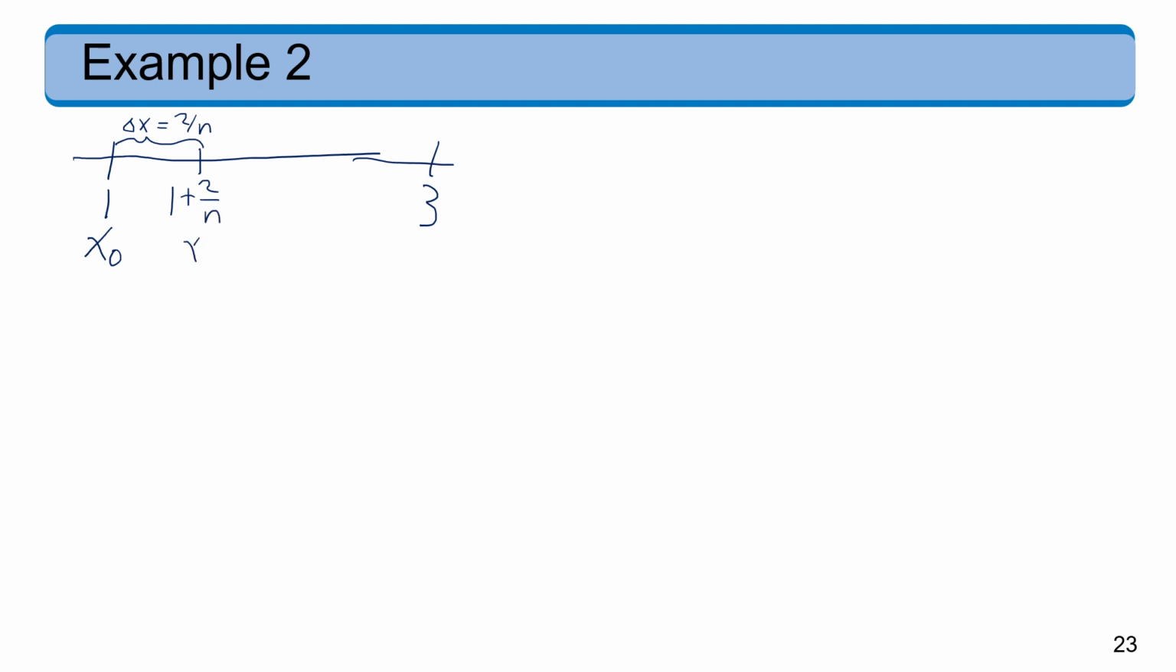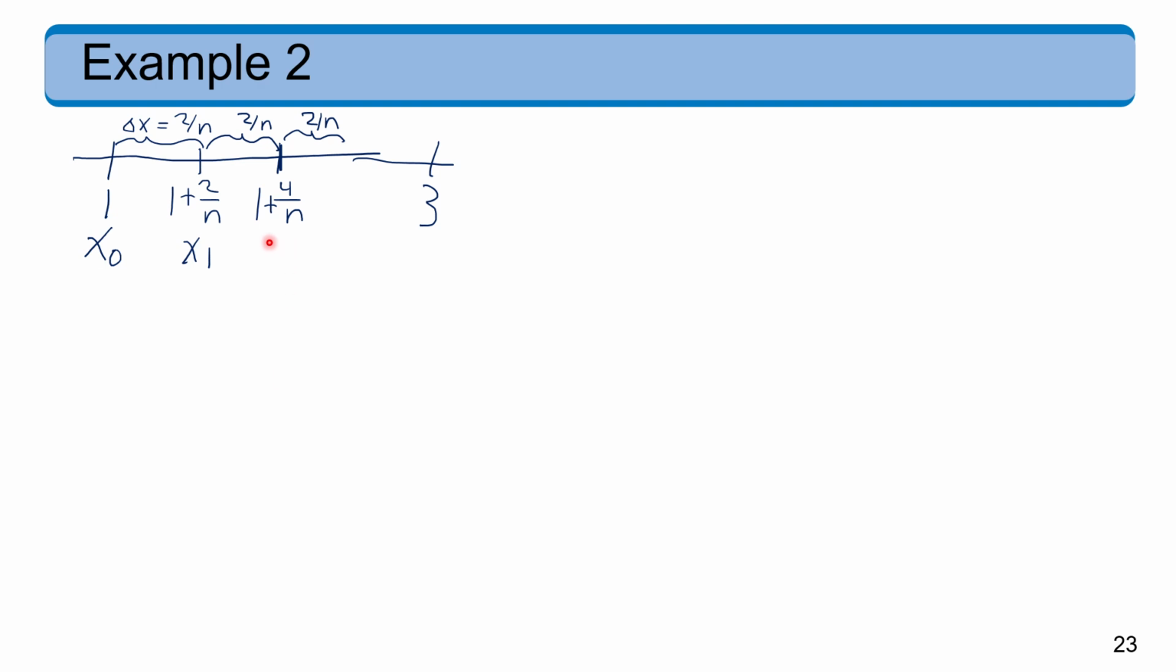And that's what we would call x1. Then we make another step of 2 over n to get to our next subdivision. So this would be 1, let me show it here, this is where we left off, and we add 2 over n to that. So that would be 1 plus 4 over n. Right? And then we add another step of 2 over n.